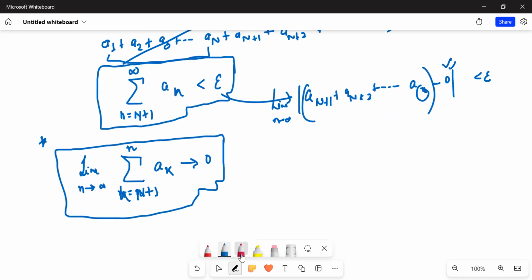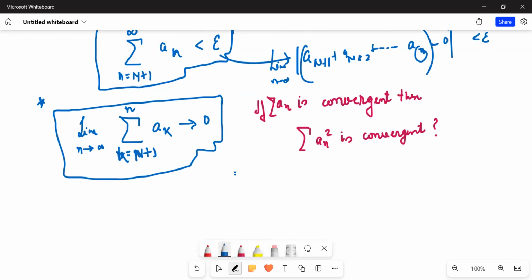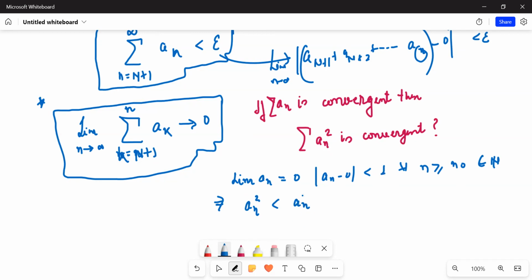Now, a little bit of reasoning I'm going to ask from you. If summation an is convergent, does it imply summation an square is convergent? So let us see. It implies that limit an must be equal to 0. It implies that modulus of an minus 0 is less than epsilon for n greater than or equal to n0. I have chosen epsilon to be equal to 1 because epsilon is any arbitrary positive real number. Then modulus of an minus 0 can also be less than 1 for all n greater than or equal to n0, provided limit an is 0, so that an square would be less than modulus of an.